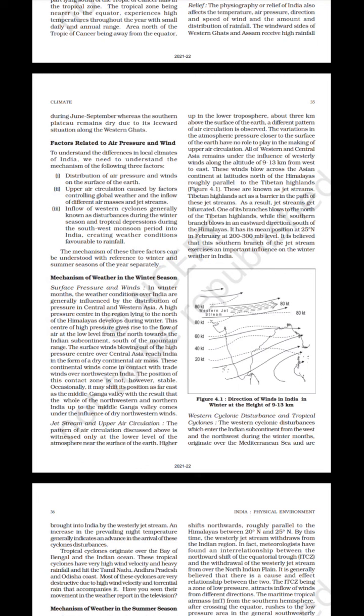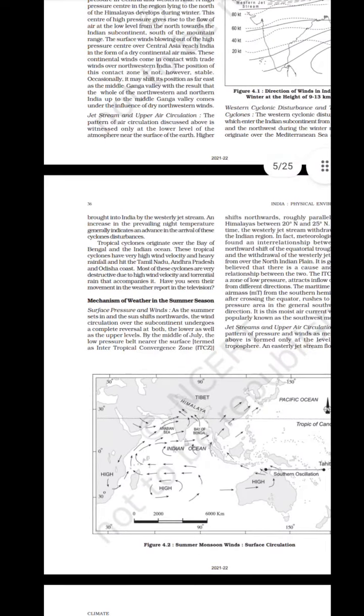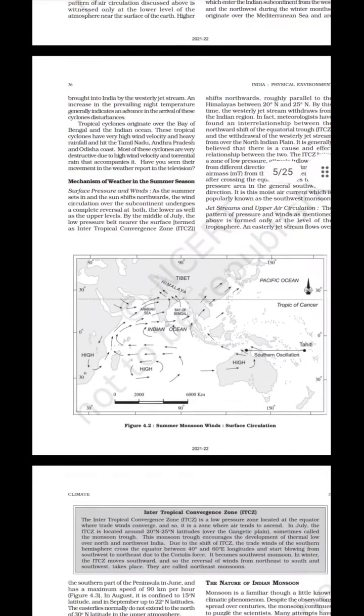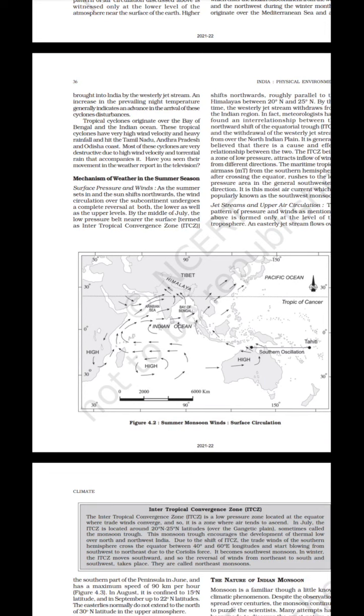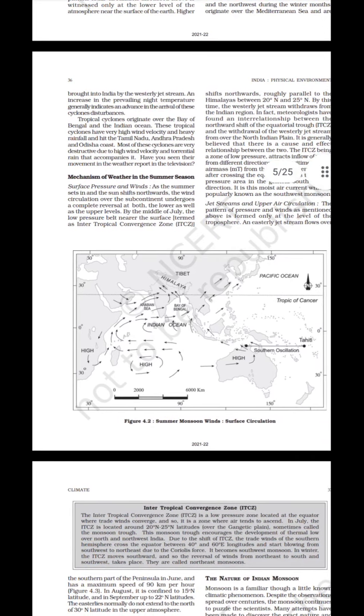It is believed that this southern branch of the jet stream exercises an important influence on the winter weather in India. Western cyclonic disturbance and tropical cyclones. The western cyclonic disturbances which enter the Indian subcontinent from the west and the northwest during the winter months originate over the Mediterranean Sea and are brought into India by the westerly jet stream. An increase in the prevailing night temperature generally indicates an advance in the arrival of these cyclonic disturbances.